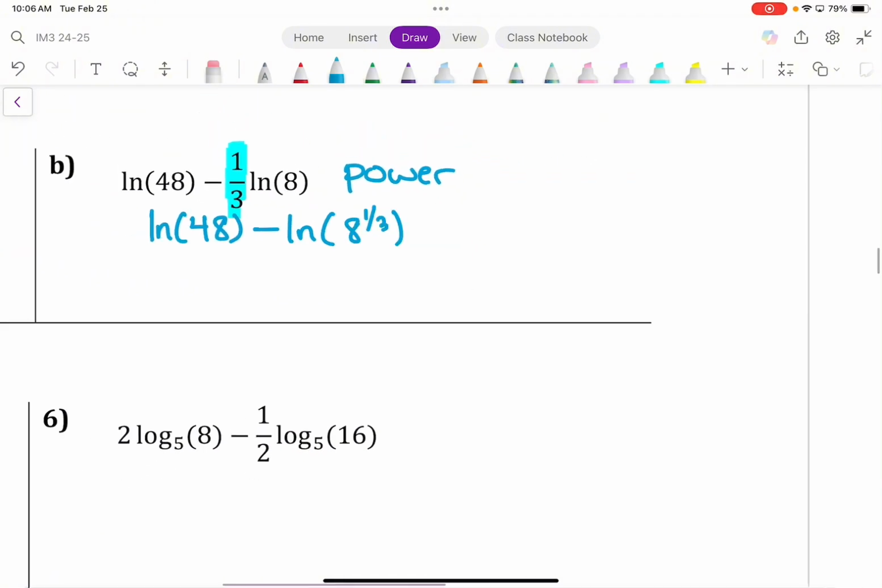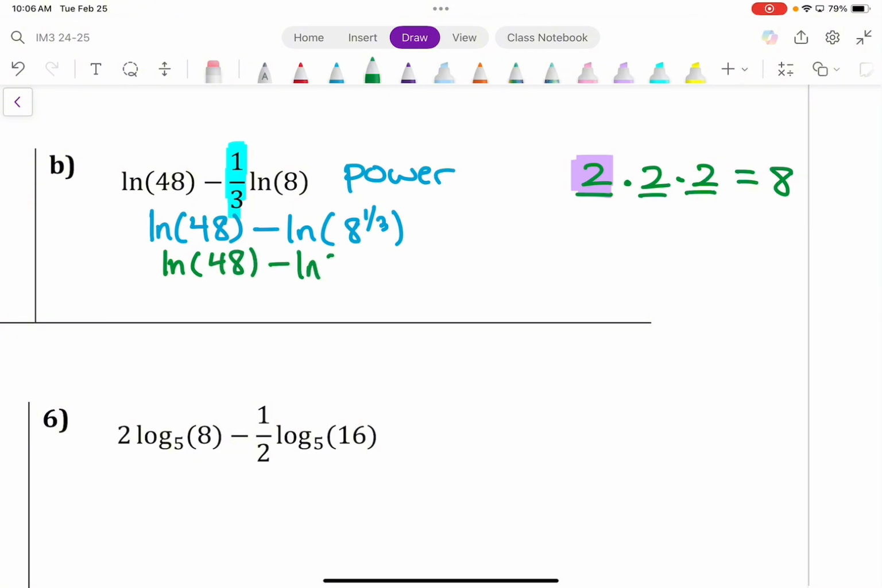Now think about what 8 to the 1/3 is asking. It's saying 3 groups of the same size multiplies to 8. So what times what times what gives you 8? 2. That means you have 2 times 2 times 2, but we only want one of these. So this is what's going to happen. You're going to get ln of 48 minus ln of 2.